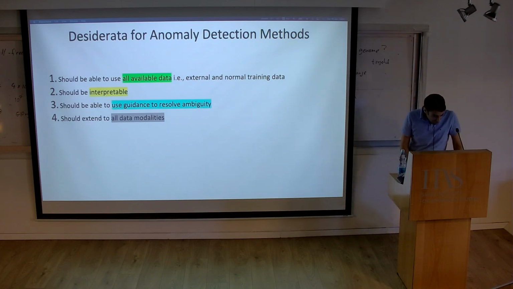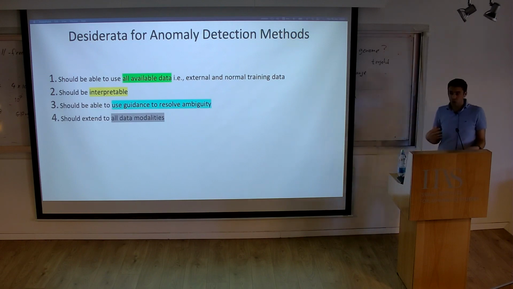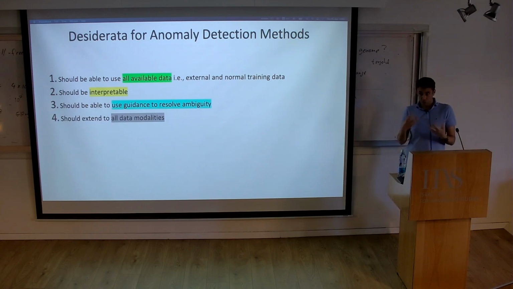The third desideratum is that anomaly detection methods should be able to use guidance from the researcher, from the operator, in order to guide which anomalies are more interesting than others. And finally, they should be able to extend to all data modalities, because generally, I think most anomaly detection research, at least in machine learning conferences, is on images and a little bit of time series. But in science, there are so many other data modalities, and these techniques should really extend to these data modalities.